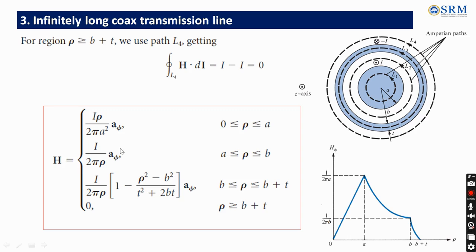Then what happens? Here rho is in direct proportion, here it is inverse proportion. So it is decreasing, and here also it is inversely proportional, so again decreasing beyond that region. I hope you understood how to apply Ampere's law to find the magnetic field intensity for an infinitely long coaxial transmission line.